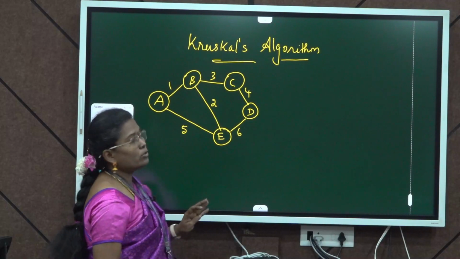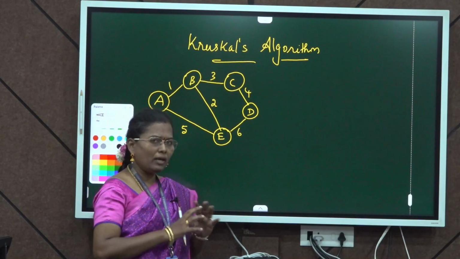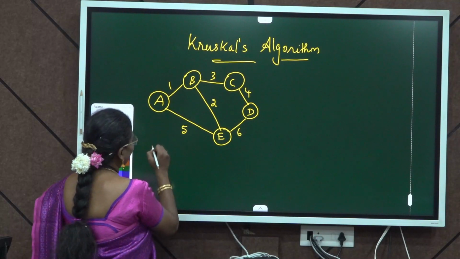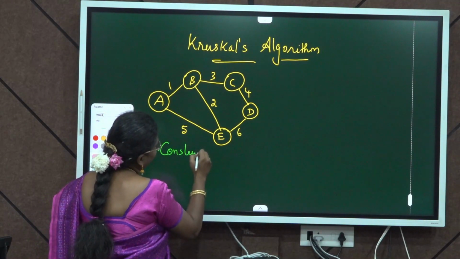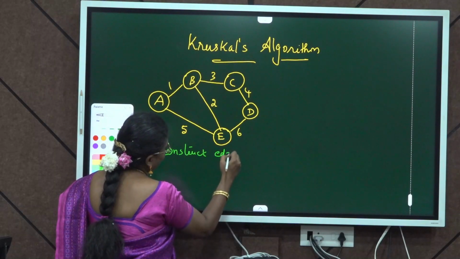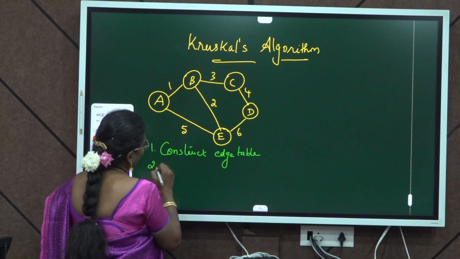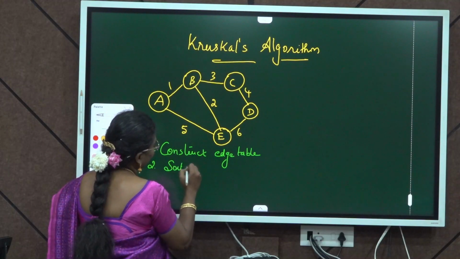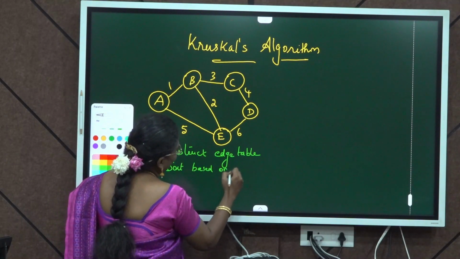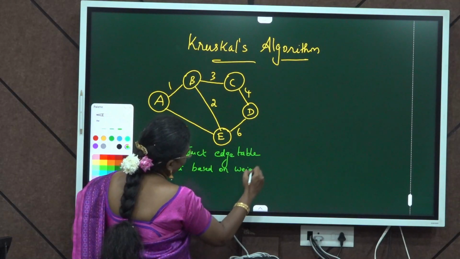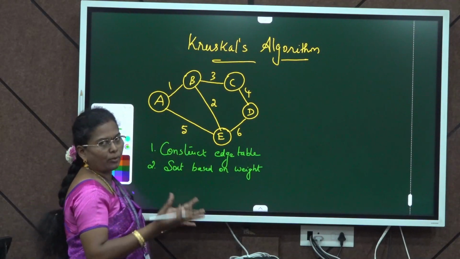Now in order to solve Kruskal's, I am going to follow the main steps. One is, I am going to construct the edge table. Then I am going to sort based on weight, right? And then of course I am going to create the tree.